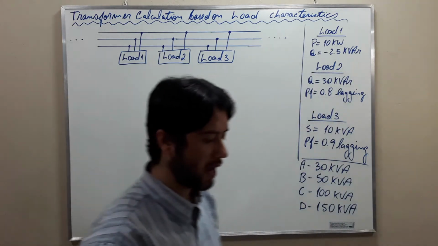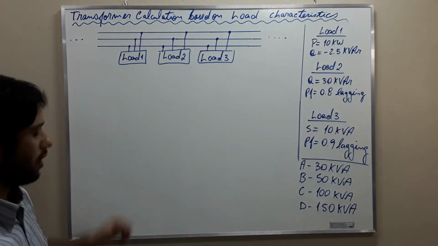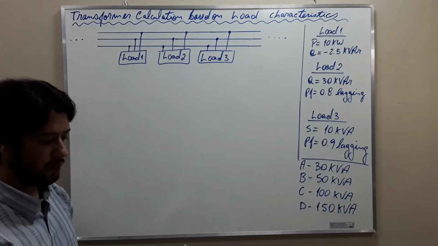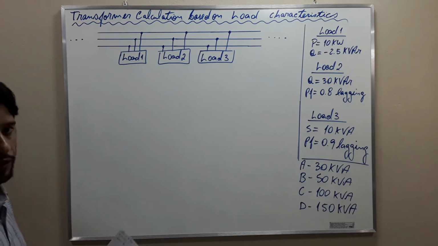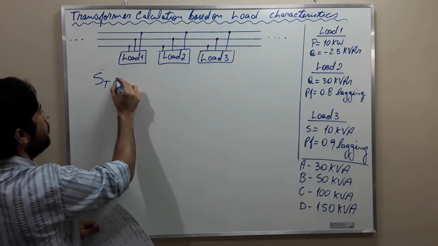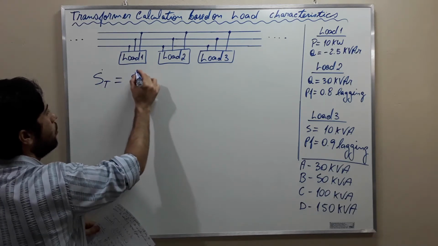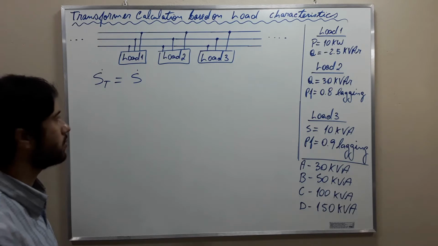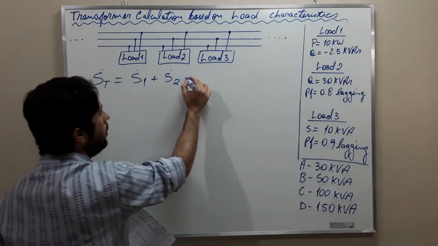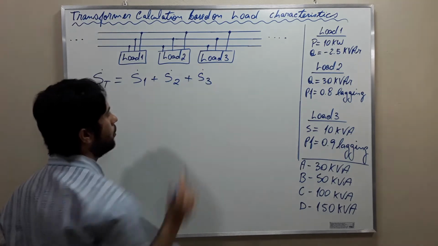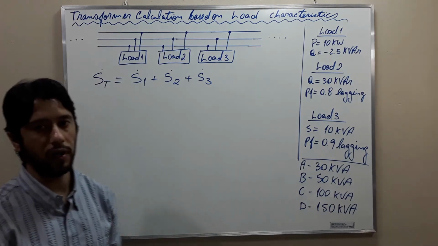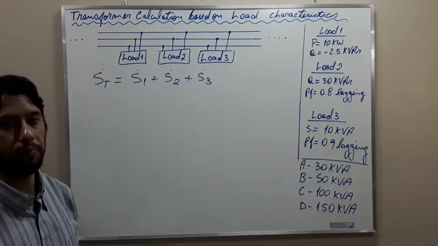This is a simple question, and the key to answering it is to sum the complex powers of the loads. Okay? And the complex power of the transformer is going to be equal to the sum of the complex powers of load number 1, load number 2, and load number 3. Okay? We are going to use these values here to calculate the apparent power of the transformer.